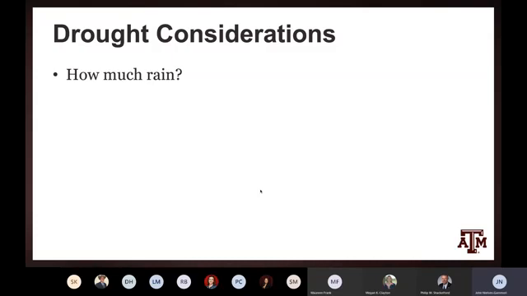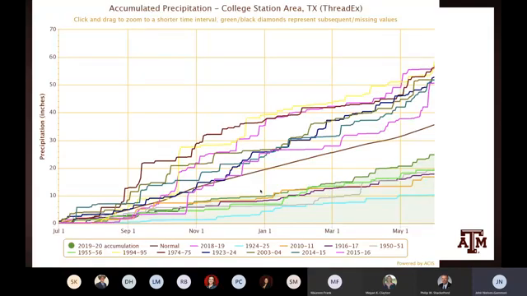So when we think about drought, the most obvious question is how much rain have we gotten? And drought generally requires significantly less rainfall than normal. Here's a comparison of rainfall that we've gotten in College Station in a variety of particular years. The boring line, the brown one, is the normal amount of rainfall. And I've started the graph back in July, and I've gone through to the end of May. Basically what we're doing here is just adding up the rainfall that occurs in each day to get an overall total. And you can also see how it evolves over time.